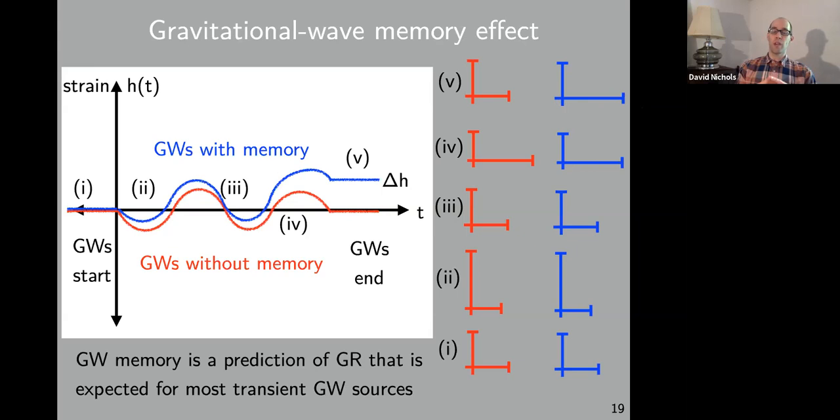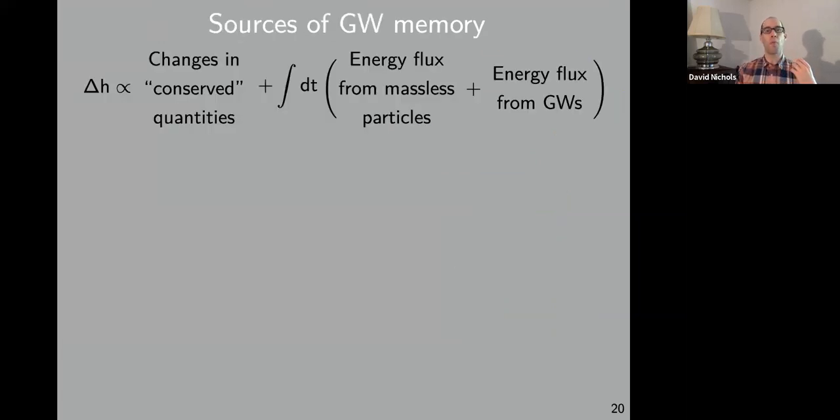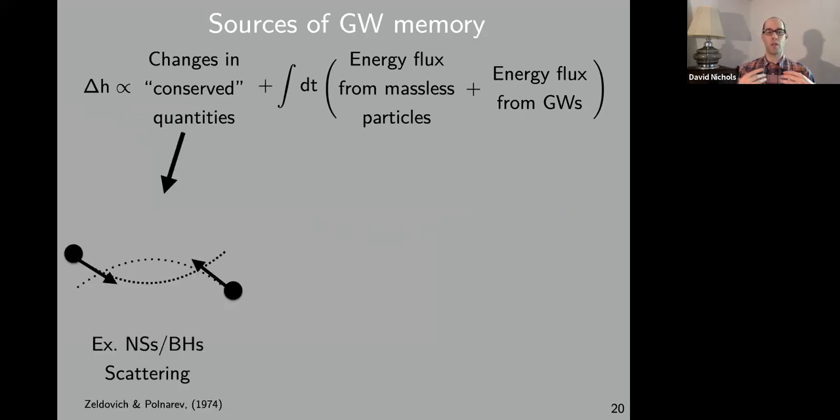And this gravitational wave memory effect is a prediction of general relativity that is expected for most gravitational wave sources. So why is this? Well, the way in which the memory is computed from astrophysical sources has the following form. There's a part related to what I'm calling changes in conserved quantities, which I'll define more precisely later. But it's basically the result of what happens when you have scattering of massive objects like black holes and neutron stars on unbound orbits. And then there are two additional terms which are sometimes called hereditary. They depend on the entire past history of the source.